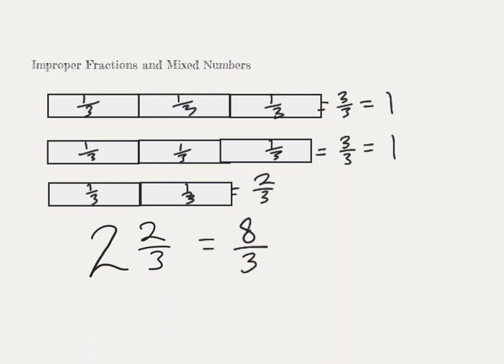Now, just to give you a few words, this is a mixed number. We have a whole number and a fraction. This is an improper fraction. It's called an improper fraction because the numerator is bigger than the denominator. If I had something like 3/5, that would be called a proper fraction because the numerator is less than the denominator. An improper fraction is more than a whole, because 1 whole would be 3/3, and this is 8/3.